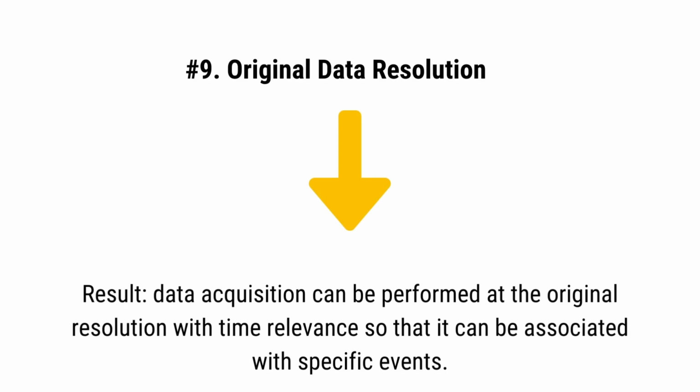Number 9. MQTT Sparkplug's report by exception ensures that data is pushed to the MQTT broker only when it detects changes in the monitored data item. This configuration allows data acquisition to be performed at the original resolution with time relevance so that it can be associated with specific events.